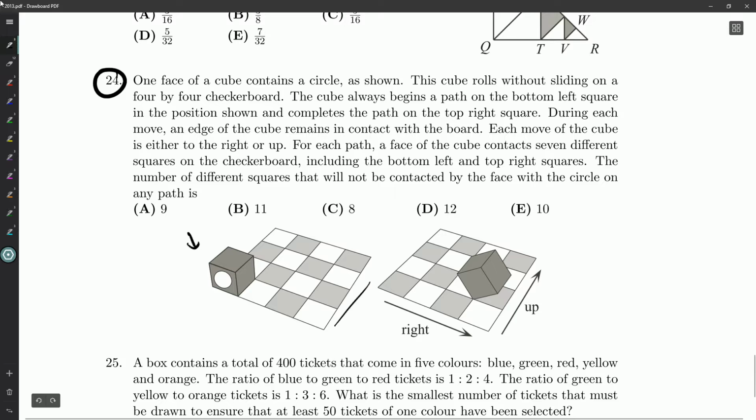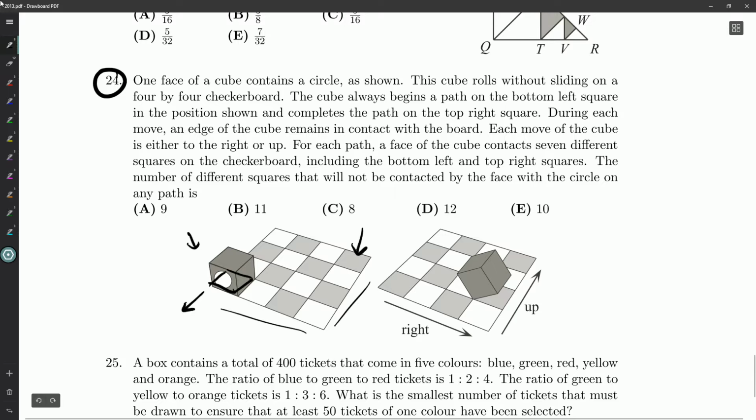Okay, nice little 4x4 checkerboard here. The cube always begins a path on the bottom left square in the position shown. So it's always in this square down here, and the circle is always facing out like this. Okay, that's what I'm gathering from that. And completes the path on the top right square, so this one here.